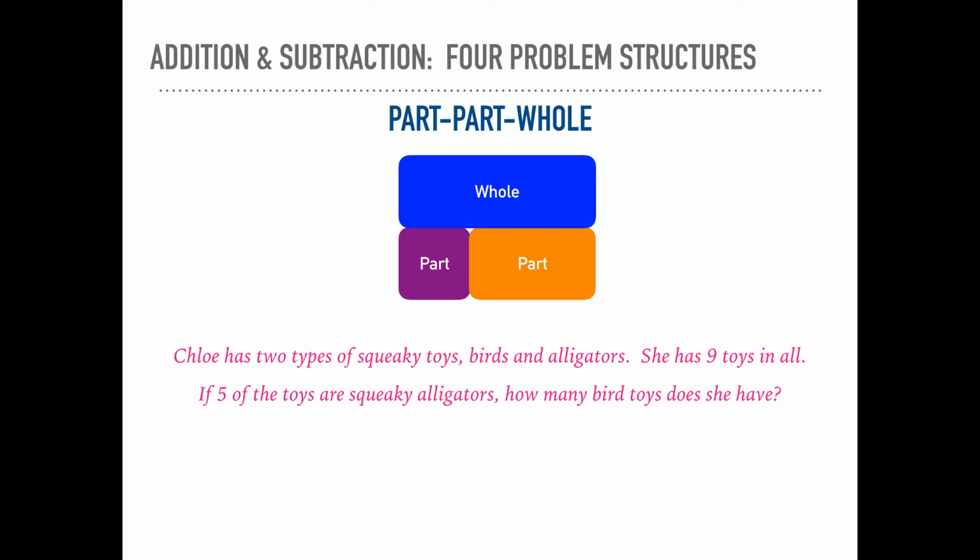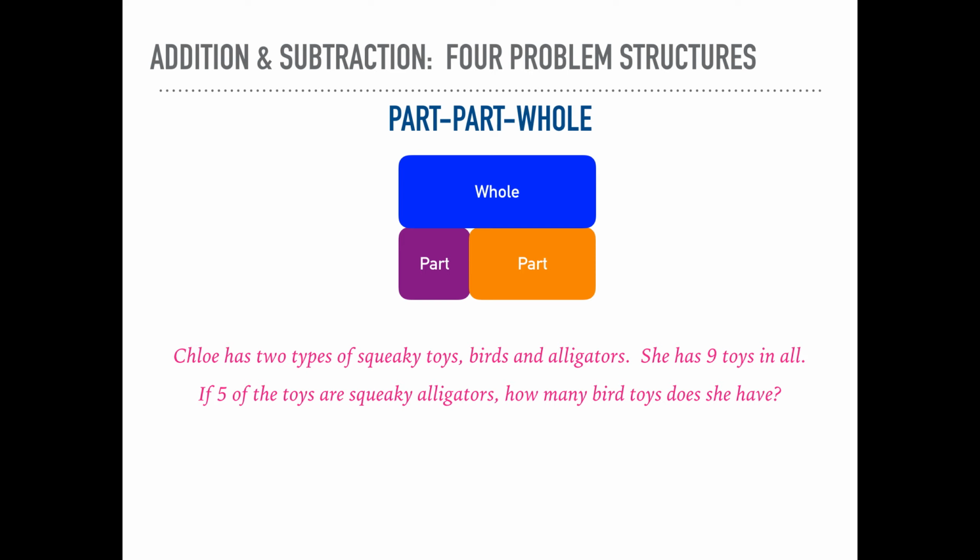Well, when you read that, you'll notice that she didn't get more toys. No one took away toys. She just has 9 toys. And some are alligators and some are birds. That's why this is called the part-part-whole structure. Nothing is being removed or taken away. In this case, we have the whole, we have the 9, and we have one of the parts, we have the 5, but we don't have the other part for the birds. So this would be called a part-part-whole structure with a missing part.